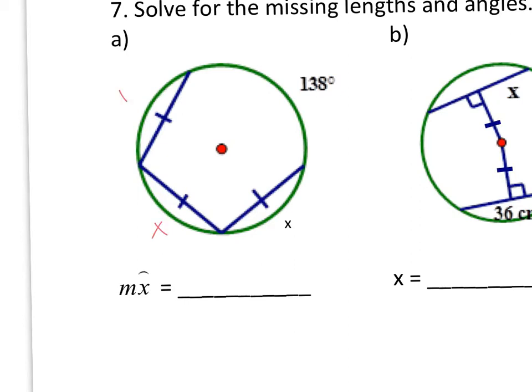In this problem, we're looking for the missing arc x, but we know that all of these are the same because the chords are the same. So 360, take away the 138 is 222. And if we divide that into 3 equal sections, then each section has to be 74 degrees.